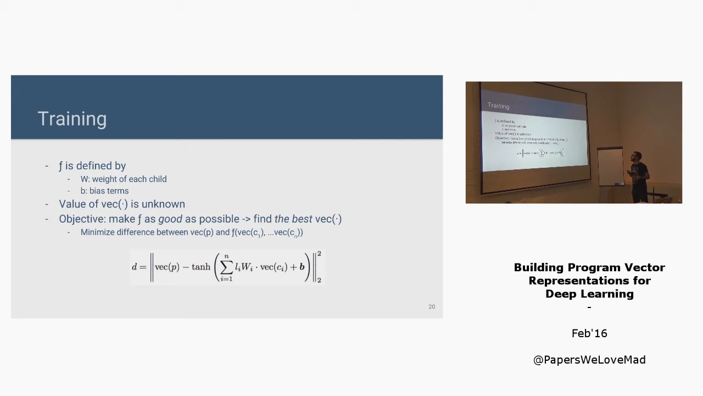I don't have anything to add to that. I can say it again if it was not clear. In the end, you're trying to find these mythical vector representations, and you need them. So you try to figure out at the same time what this W is, what this B is, and what this vector of things is, and make them all fit together and make this as small as possible.